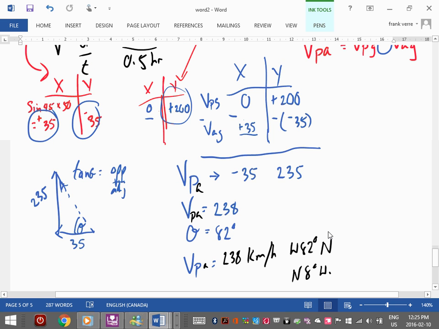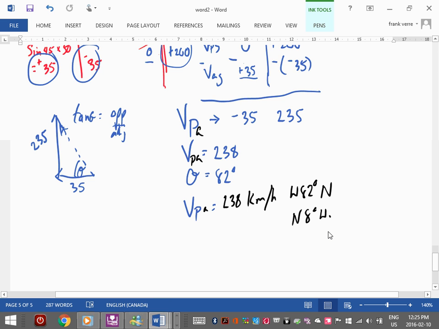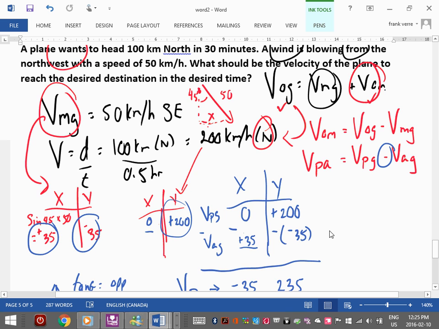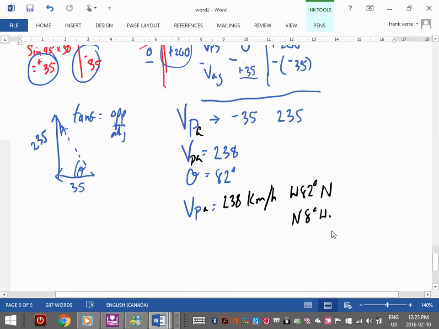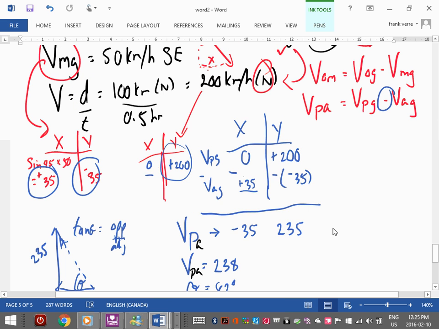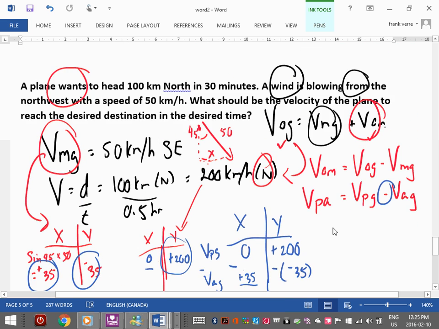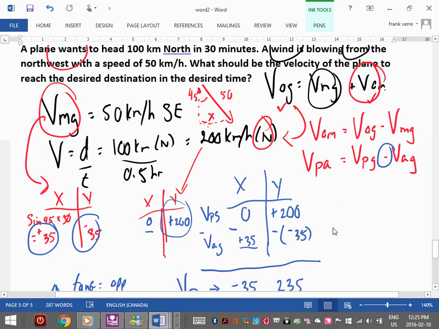Now, intuitively speaking, the answer should make sense because we're going northwest and the wind is going southeast. We go northwest at 230 kilometers per hour, and the wind is blowing southeast. The plane speed should increase or decrease relative to the ground? It should decrease. And the plane speed relative to the ground we figured out was 200 kilometers per hour. So this answer makes total sense. All right guys, so that's relative velocity as a review, and that's the last thing in that chapter. And we will stop.